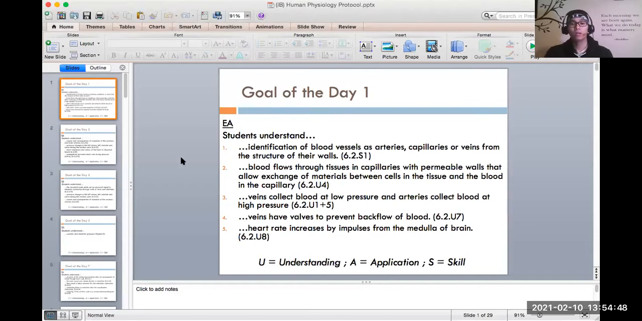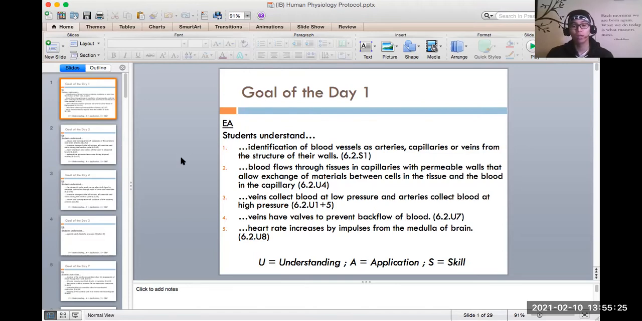There are a lot of goals. I'm going to read them out loud. Students understand identification of blood vessels as arteries, capillaries, or veins from the structure of their walls. What that says, can you look at the walls of the blood vessel and determine whether it's an artery, a vein, or a capillary? Number 2, students understand blood flows through tissues in capillaries with permeable walls that allow exchange of materials between cells in the tissues and the blood in the capillary. So we're going to talk about nutrient and gas exchange today on the tissue level.